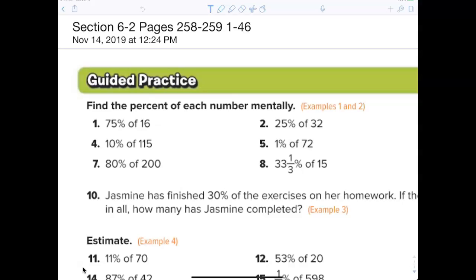Anybody have any questions with that being 12? Everybody should be able to look at that and say that's just 12. Everybody good? Just like we should.